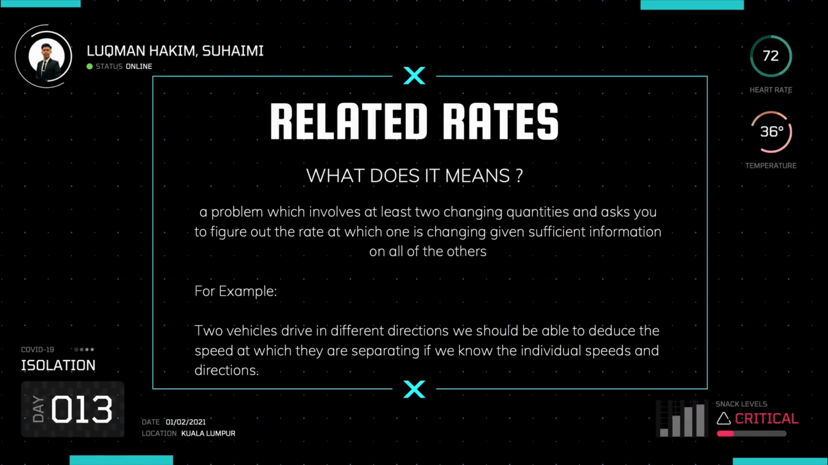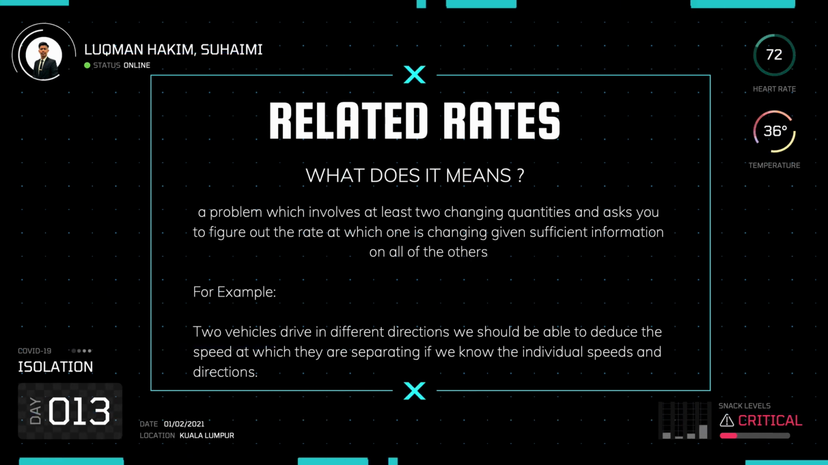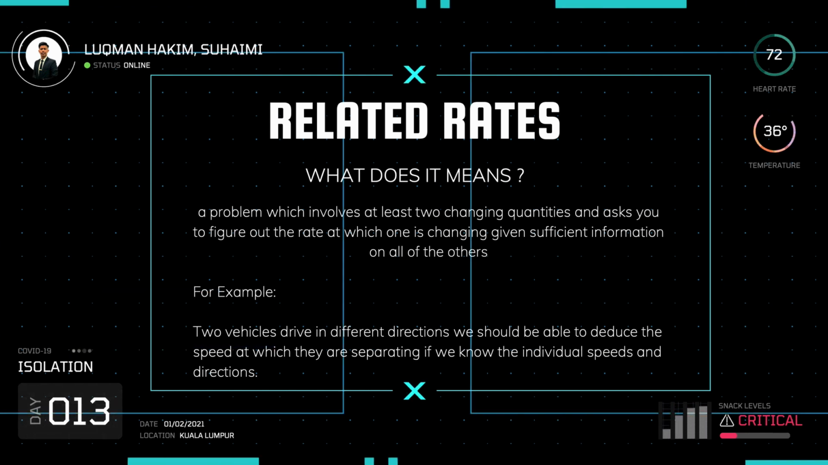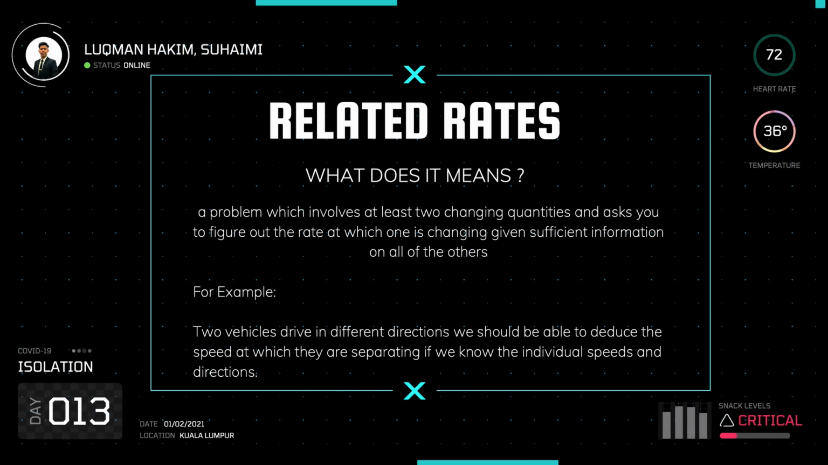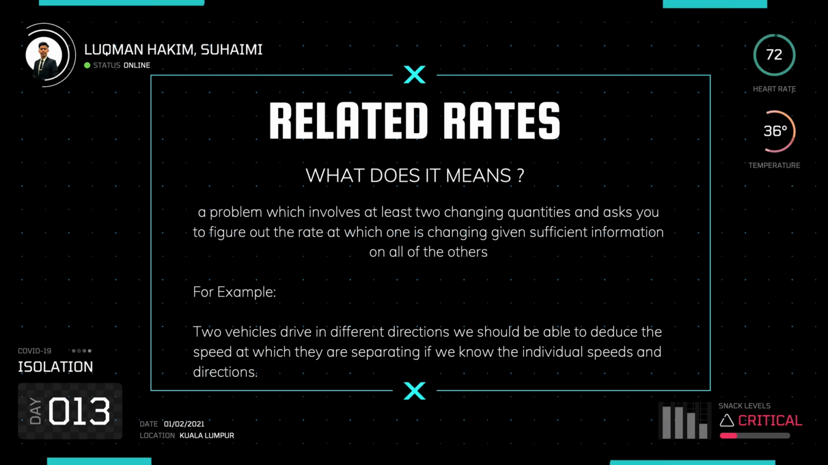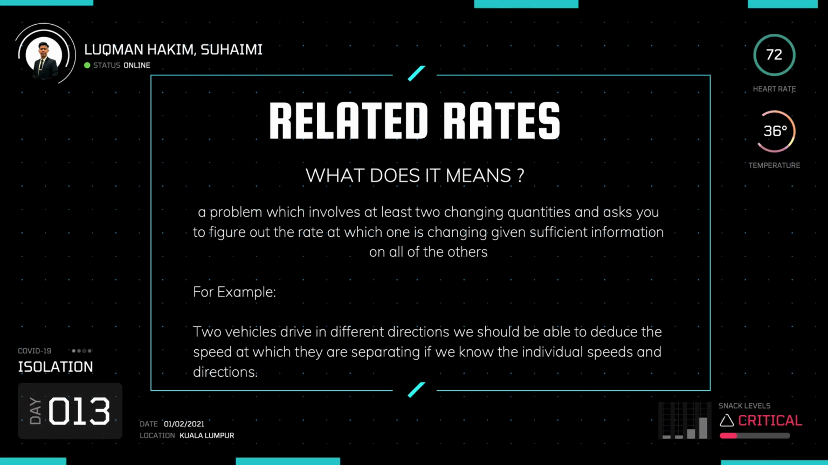Okay, next, we move to related rates. What does it mean? Related rates means a problem which involves at least two changing quantities and asks you to figure out the rate at which one is changing, given sufficient information on all of the others. For example, if two vehicles drive in different directions, we should be able to deduce the speed at which they are separating if we know the individual speeds and directions.